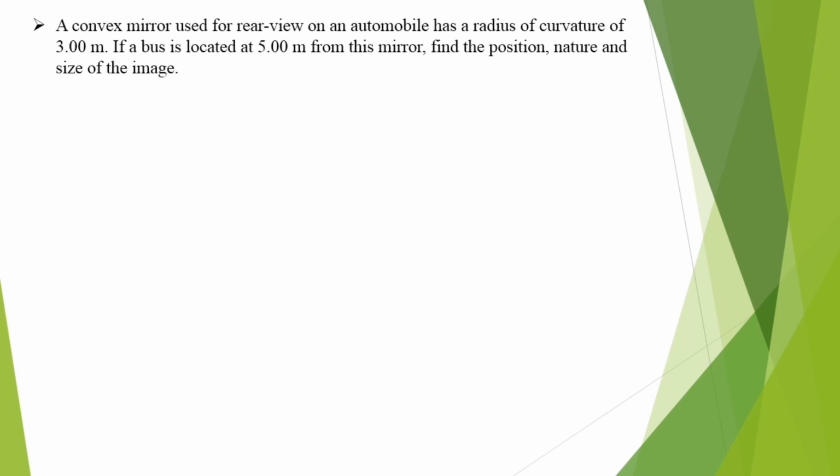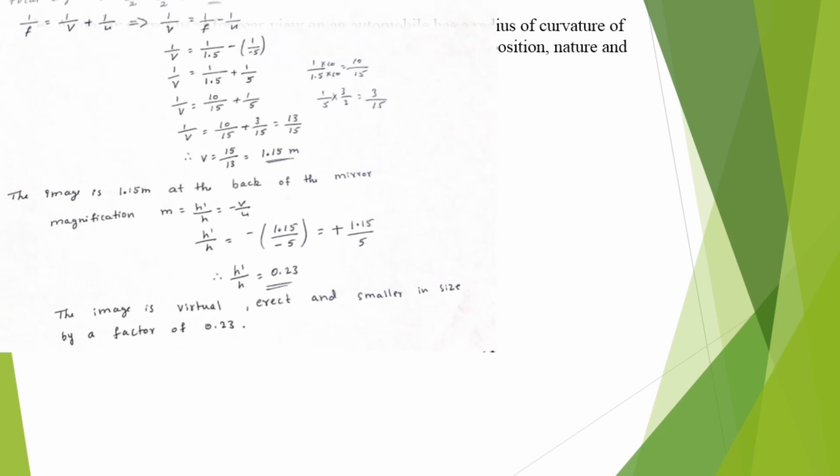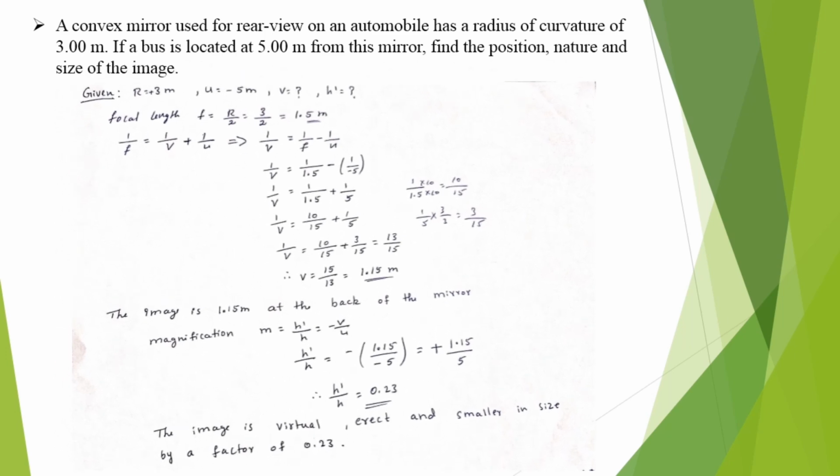Next one. A convex mirror used for rear view on an automobile has a radius of curvature of 3 meter. If a bus is located at 5 meter from this mirror, find the position, nature and size of the image. So here the mirror is convex mirror, so the radius of curvature and the focal length will be positive. Radius is given as 3 meter, so the focal length f is equal to r by 2, that is 3 by 2, that means 1.5 meter.